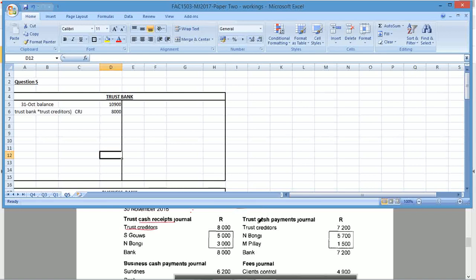Trust creditors, what's happening here? They're paying, right? So what happens to their bank? It decreases because of payments. Okay, what did they buy here? Do they say? No, they don't. It just gives us trust cash payments journal. So that means that these creditors are paying using their money for rendering certain services in terms of legal practice. Okay, so the trust bank account will come down.